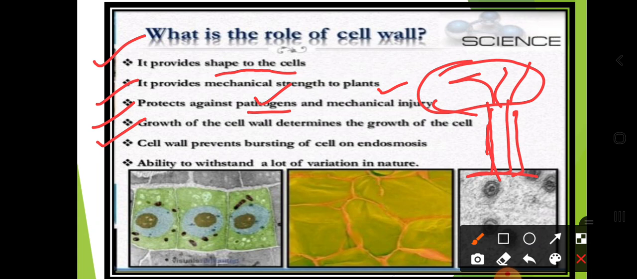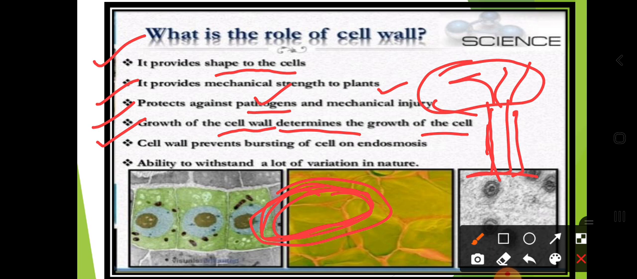So it protects against the mechanical injury. What is the next main role of the cell wall? How the cell is developing and how the cell wall is developing depend on each other. In other words, if you want to know the growth of the cell, the growth of the cell wall determines the growth of the cell. The way the cell wall develops, in a similar way the cell also develops.